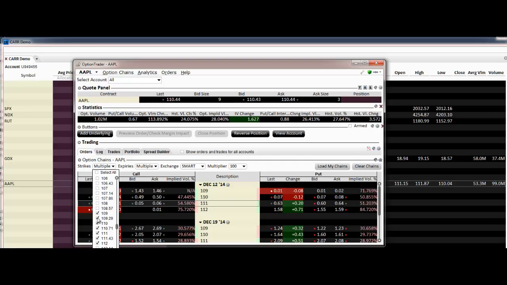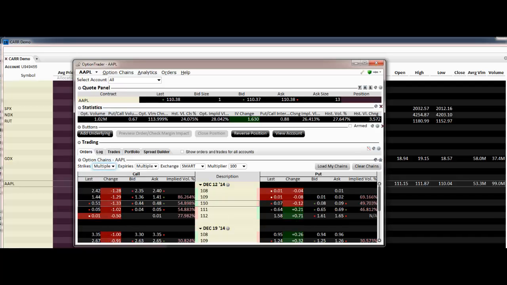Let's just say that I don't really care about the 109.29 option or the 110.71 or the 111.43, but I'm looking at a couple of strikes above the underlying, which is at 110, and let's put 2 strikes below the underlying, and I'll click close, and then there are my strike prices showing up.